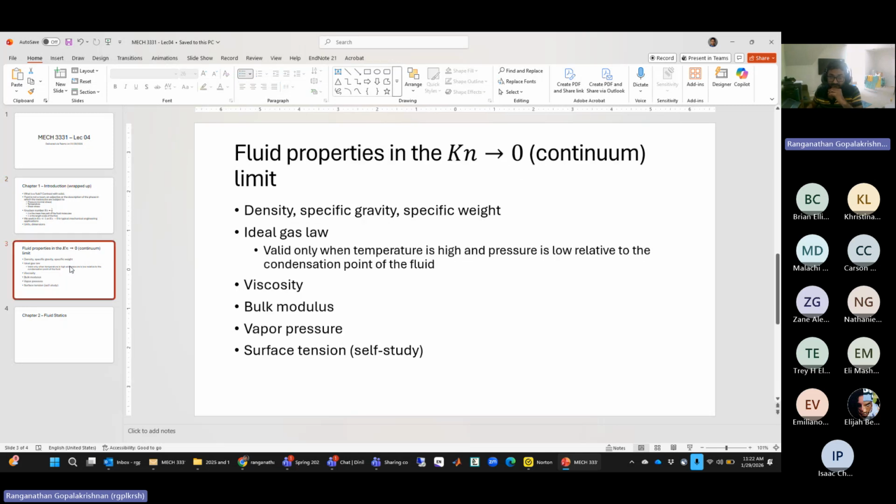We also had a discussion about fluid properties. We talked about density, the ideal gas law and when it is valid, and then viscosity, bulk modulus, and vapor pressure. These are all discussions we had in the class. I didn't have time to talk about surface tension, so I asked you to look at it yourself. So I hope you do that.